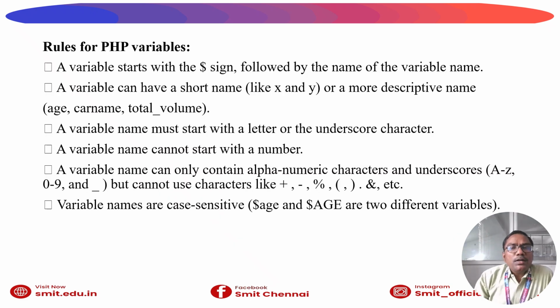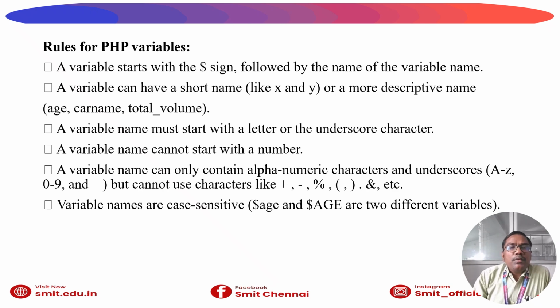Now the rules for PHP variables. A variable has to start with a dollar sign followed by the name of the variable. The second rule: a variable can have a short name like x and y or a more descriptive name, for example age, carname or total_volume.